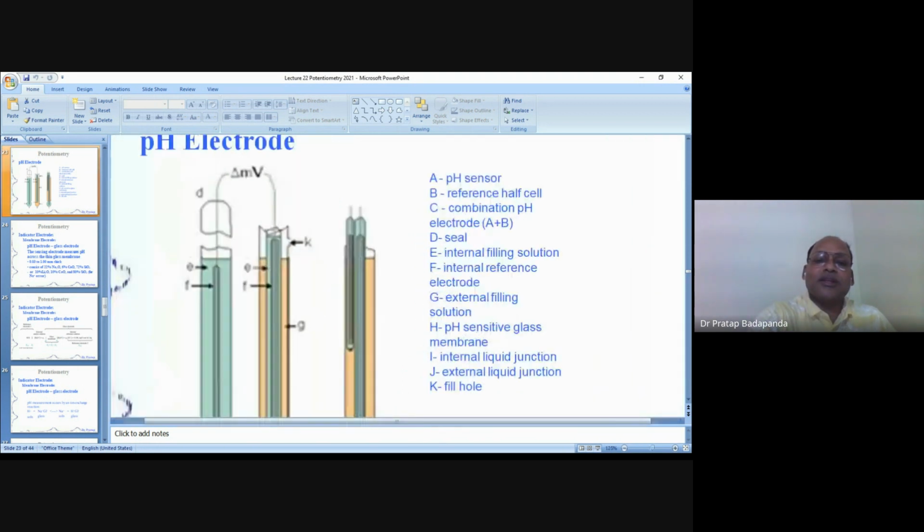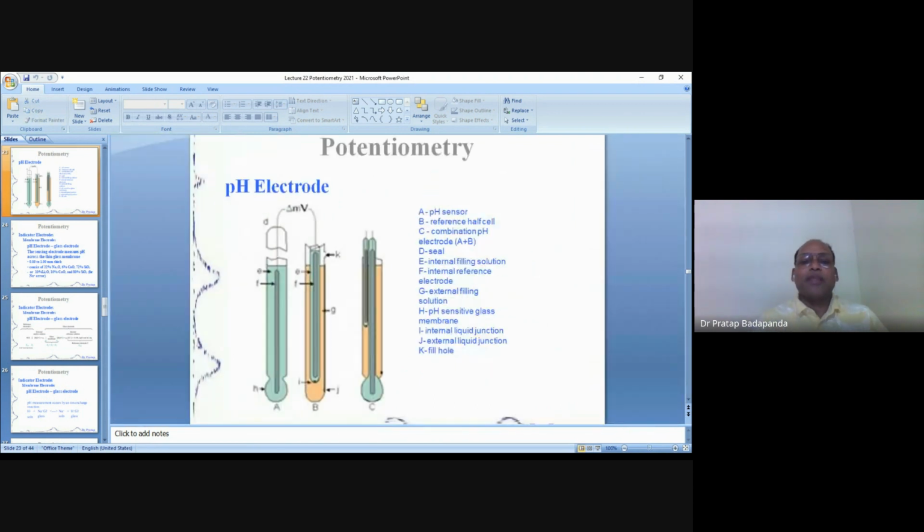Let me increase the size of this one. Now check where A, B, C, D are written. Just go through this diagram once, then I'll go on. So that is the pH electrode. These are the diagrams that will come, and all the things.